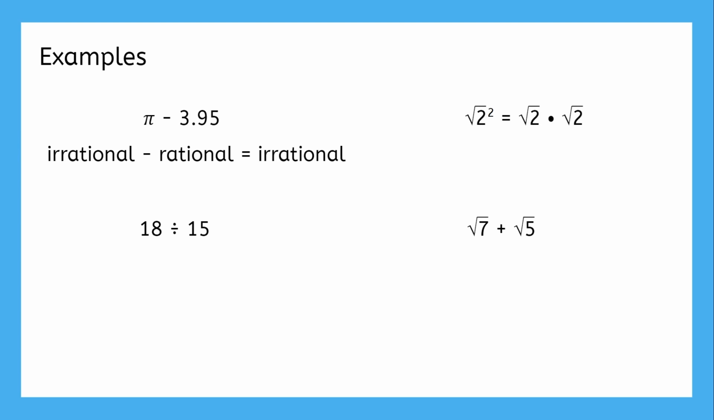After all, this is an irrational times an irrational, and combining irrationals doesn't always go one way or the other. But we can simplify this. The square root of a number is what has to multiply itself to make that number. So the square root of 2 times itself is just 2, which is rational. The next one should be easy. It's already a ratio, so this is a rational number. And finally, in the last example, these are both irrational, and nothing will simplify or zero out of the expression. So the result will stay irrational.